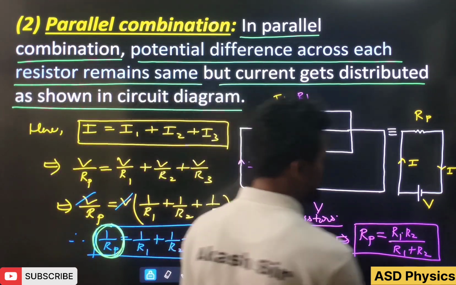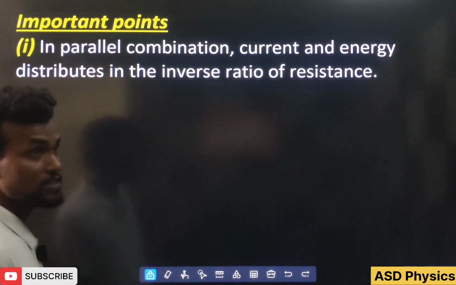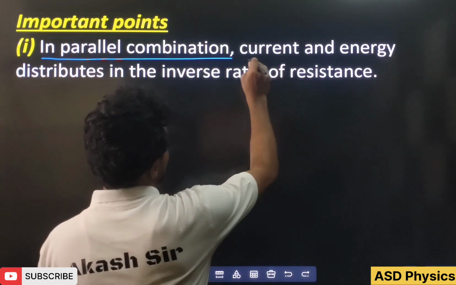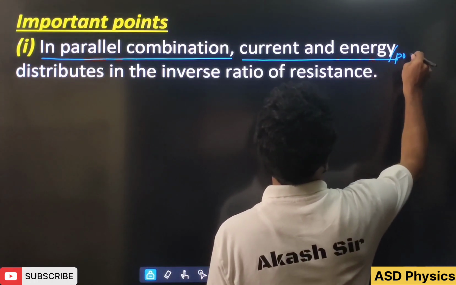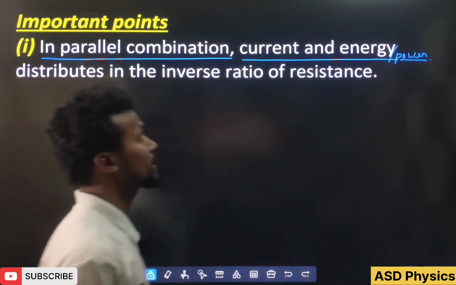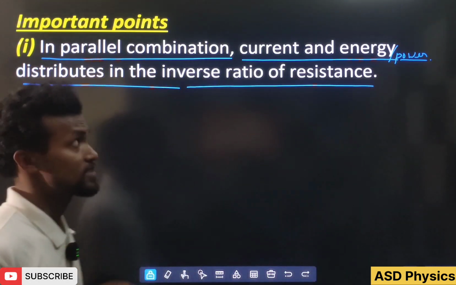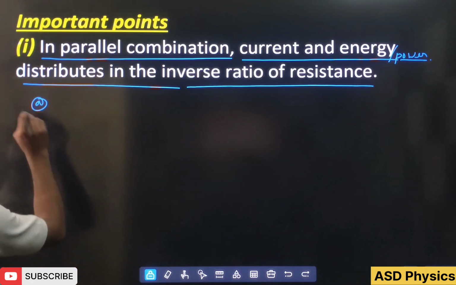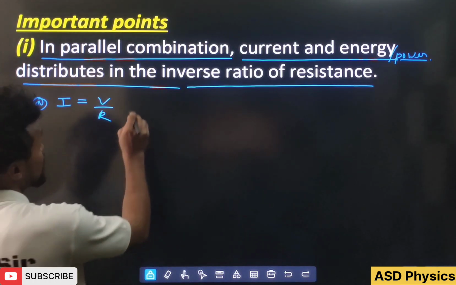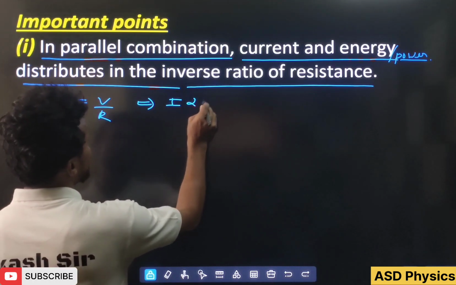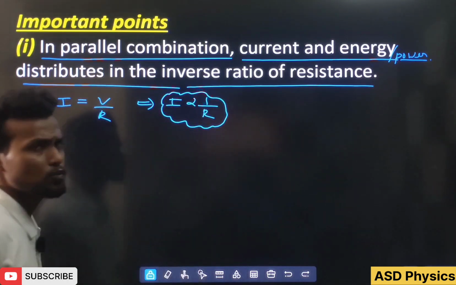Is it? Great. Now, next we can see some important terms again. Let's see here, students. In parallel combination, current and energy, or even we can say power, like we have done for the series combination, current and energy or power distribute in the inverse ratio of the resistances. So first we are going to move to the current. We know very well I equal to V by R, correct? And what is constant? V is constant. That means we can write I is inversely proportional to R, or we can say directly proportional to 1 by R.